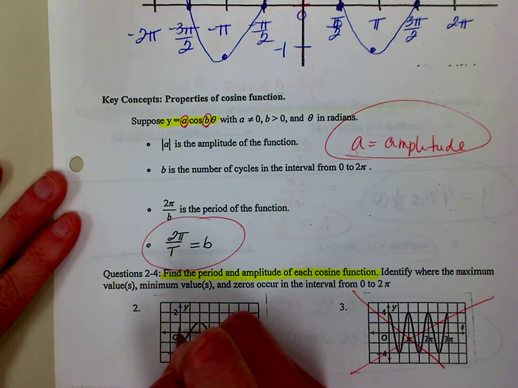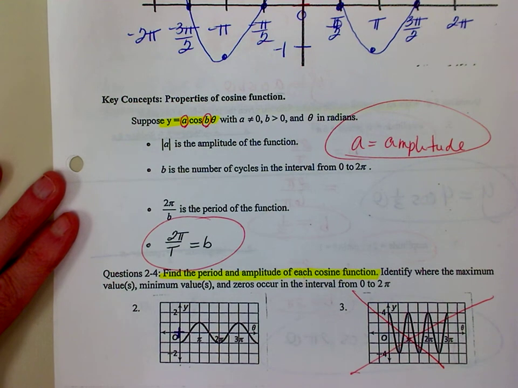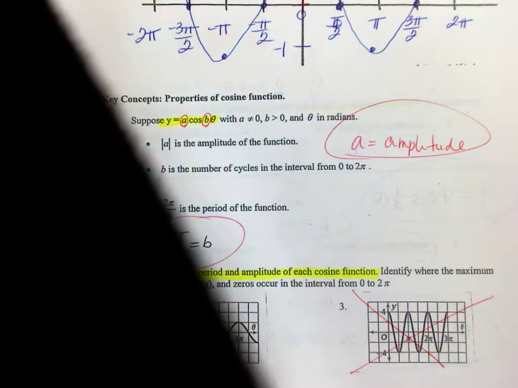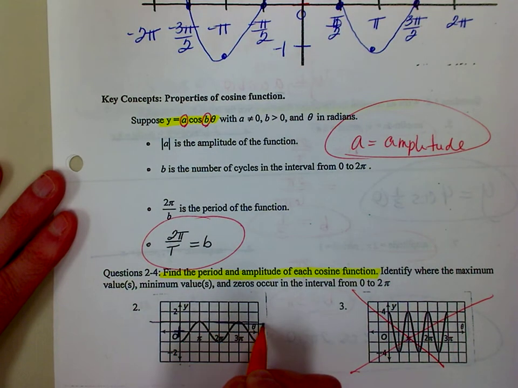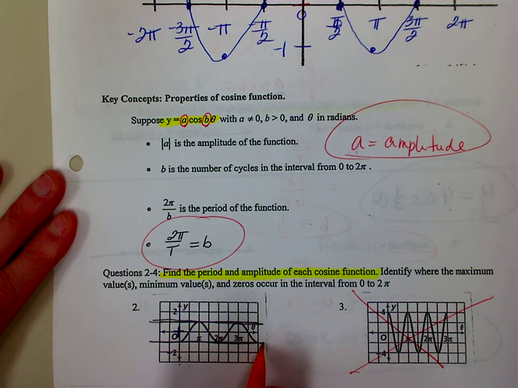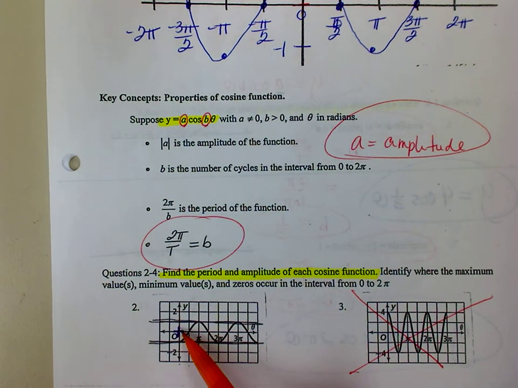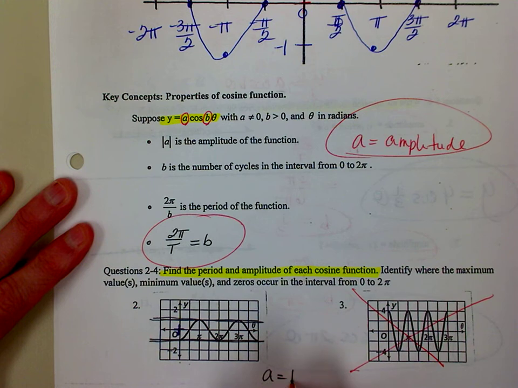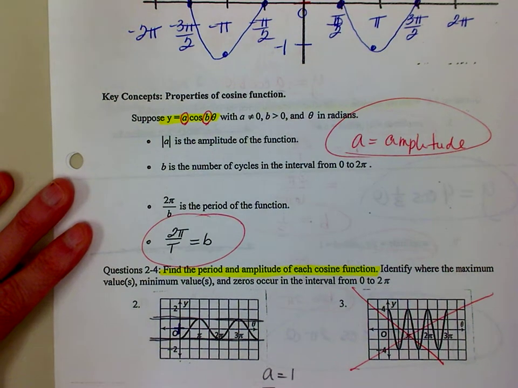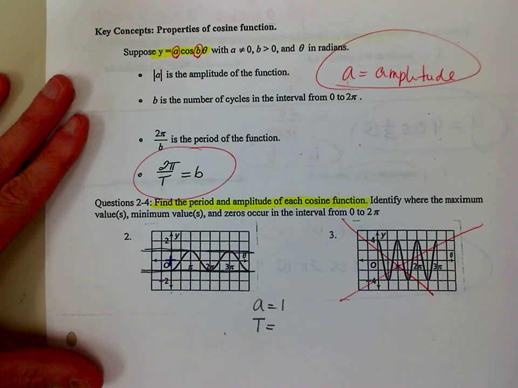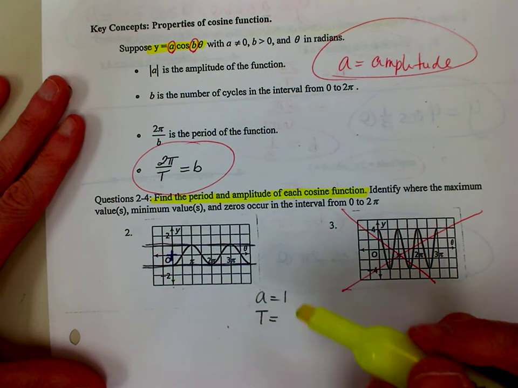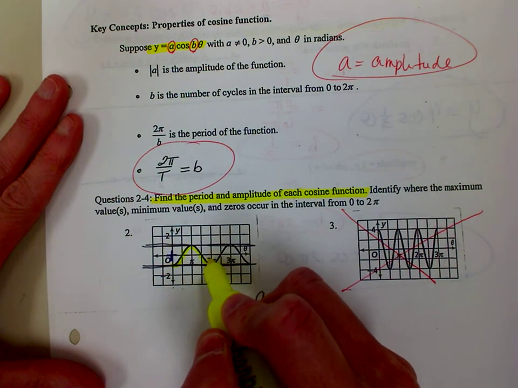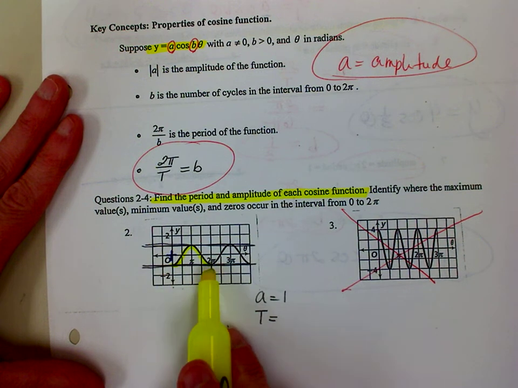So here's the origin. And it looks like, let me use something different. Okay. Here is how high my graph goes, and here is how low my graph goes. So it looks like the highest it gets is 1, and the lowest it gets is -1. Therefore, my amplitude is 1. Now I gotta find the period. So the period is where I'm finding one cycle. So it starts down here, and then it goes up and down, and that's where it starts over. So it looks like the period would be 2 pi.